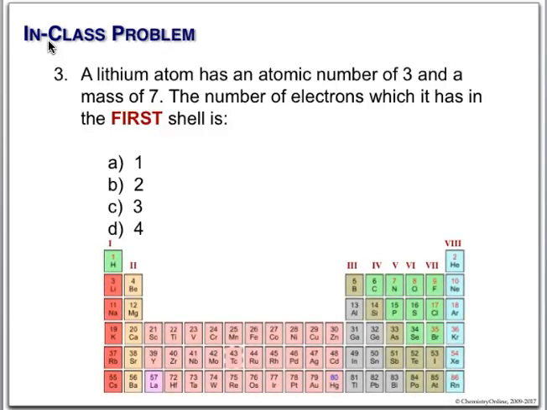Lithium has an atomic number 3. Number of electrons in its first shell. Well, this is a trick question. Okay, it's a trick question, I'll admit that. Let's find lithium.